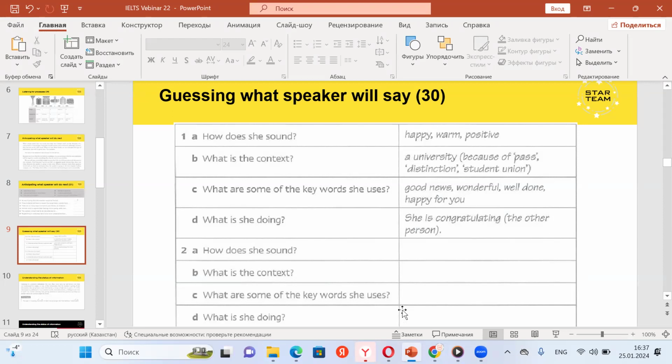Hey, I heard the good news. That's wonderful. Well done. I'm really happy for you. Thanks. Yes, I'm really pleased and relieved that it's all over. Oh, I never had any doubt that you'd pass. And look, you got a distinction. Well done. You really deserve it. Thanks. I'm heading over to the student union. I'm going to ring my parents. You coming with me?